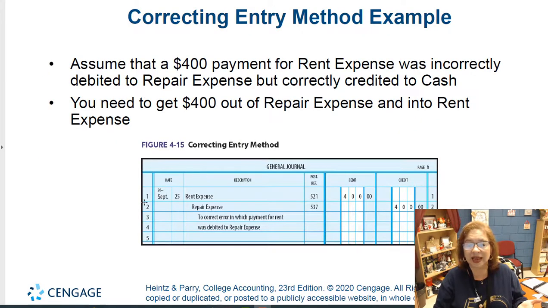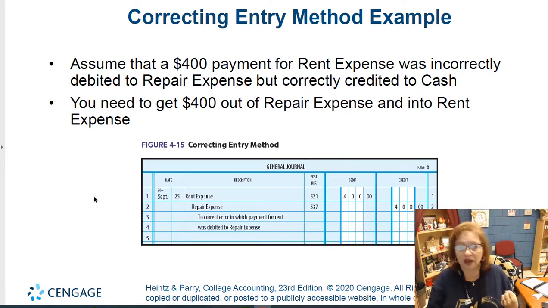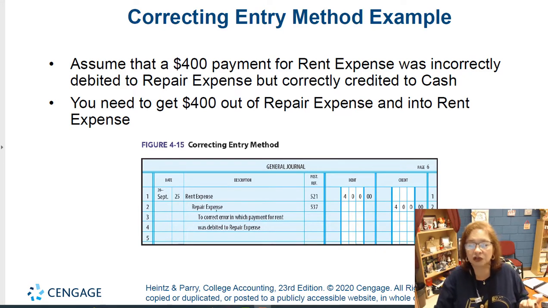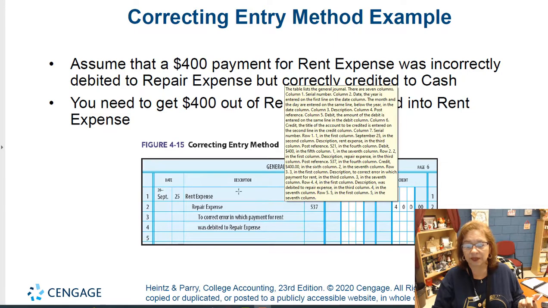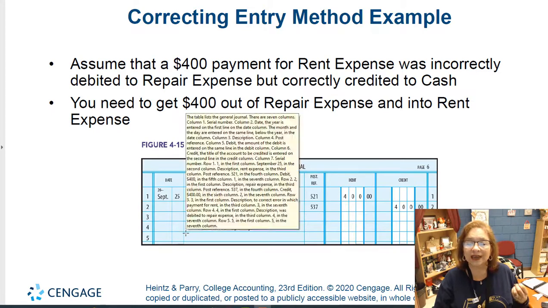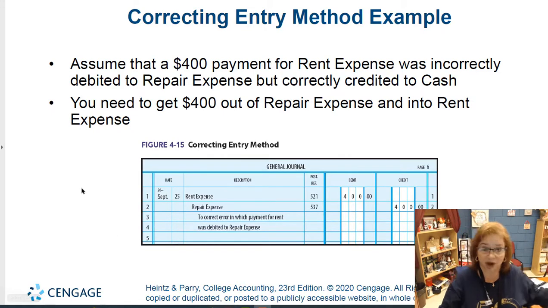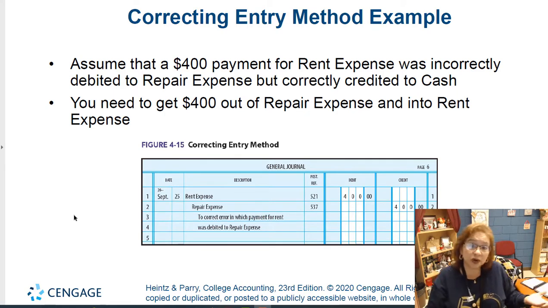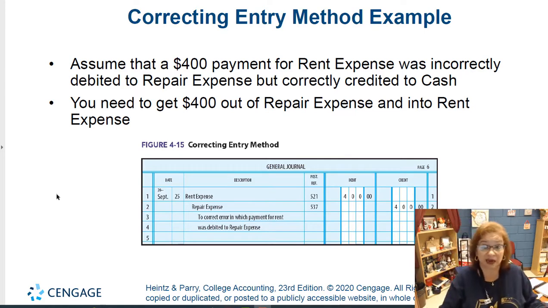So let's say that you put in the $400 for rent, and it was incorrectly debited to repair expense, but correctly credited to cash. Either way, you took the money out, which is fine, but you put it into the wrong account. So what you would do is debit rent expense, credit the repair expense to take that money out, 400 and 400, and then you would add the explanation to correct the error in which payment for rent was debited to repair expense instead, okay? This is where you have to be careful. Always make sure which account you're actually putting it in, all right?